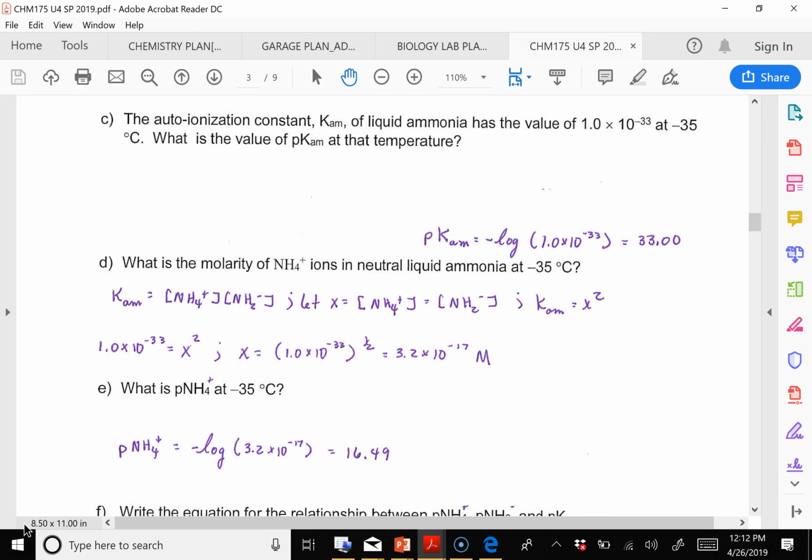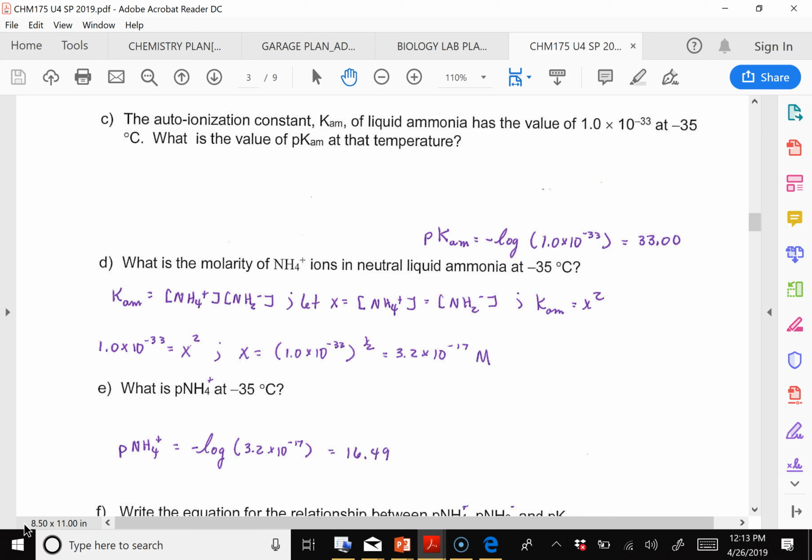This is kind of what we looked at a minute ago with water. We know that if it's autoionizing, the molar concentration of NH4+ is going to be equal to the NH2- concentration. So I said let x be equal to the molar concentration of both of them. Then our expression becomes Kam, which is 1.0 times 10 to the negative 33, equal to x squared. Solve for x, and that's the molar concentration of both of those ions, but specifically the ammonium.